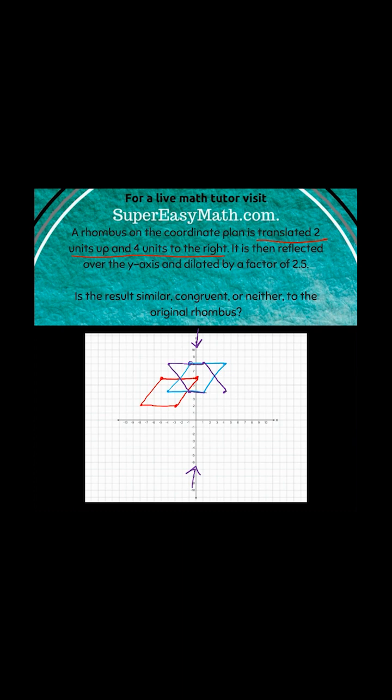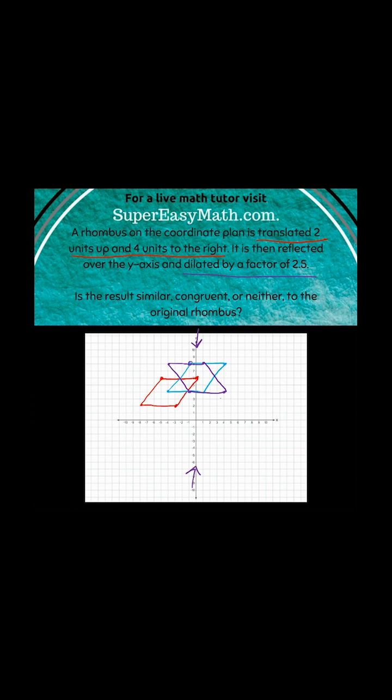Now I have plotted the other points and connected them. So now the purple represents reflecting it across the y-axis. The last step tells us that we need to dilate the shape by a factor of 2.5. Dilate means make larger. A lot of times you hear that word in reference to eyes, like the eye doctor will dilate your pupil so they can look in there really good.